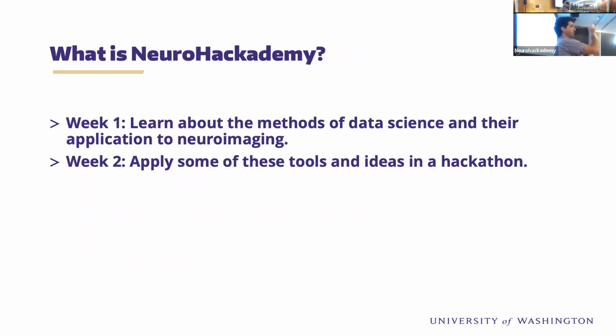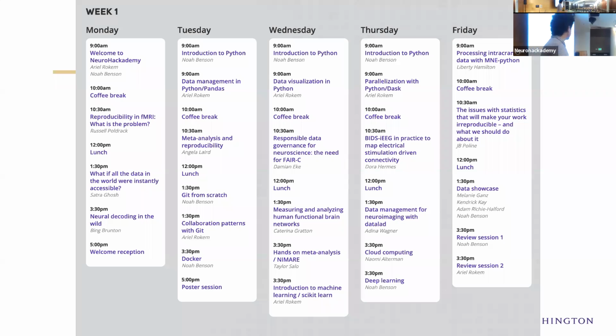NeuroHackademy is made out of 2 weeks, and they're sort of different from each other. The first week will be a lot about learning about these methods that I just told you about: programming, keeping track of things and visualizing data, and statistics and machine learning and all of these different things. And then in week 2, we will shift gears and become a lot more active in applying these ideas in a hackathon. And I'll explain that in just a minute, how that's going to go down. Let's talk first about week 1.